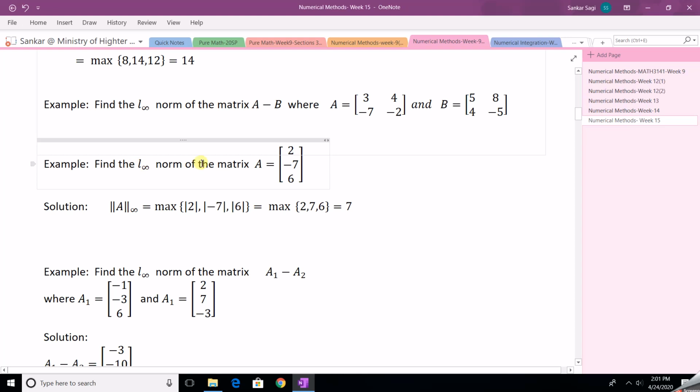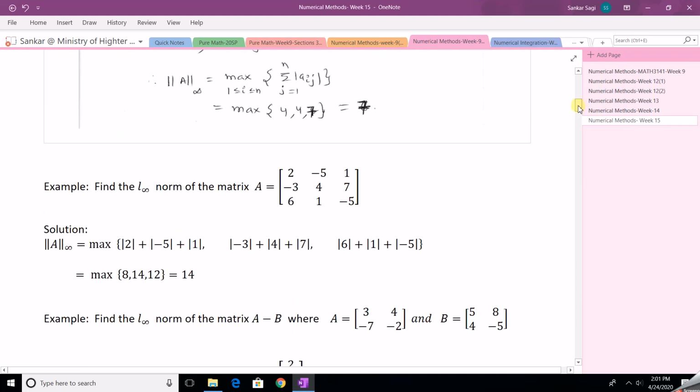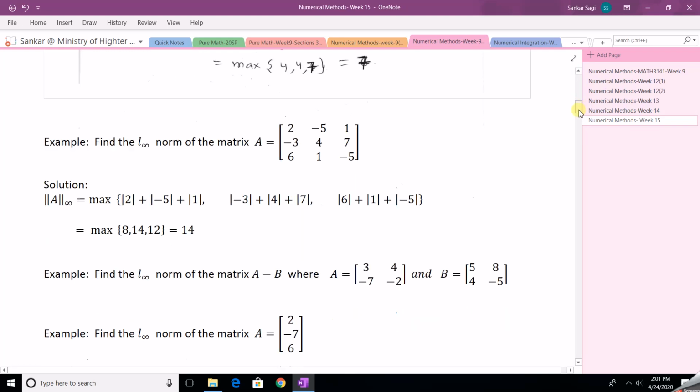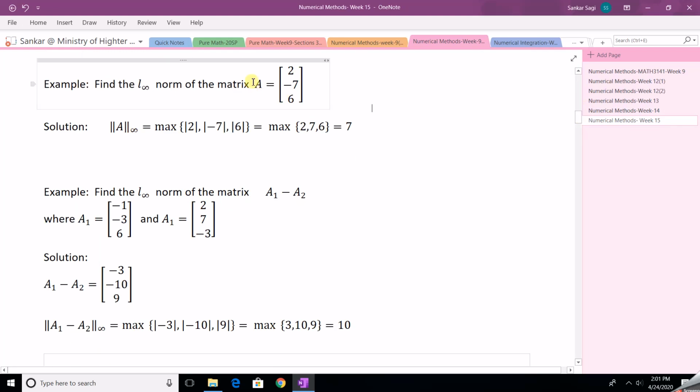Now let us go to another. Find the L infinity norm of this matrix. A is equal to 2, minus 7, 6. So this is a column matrix. Unlike the previous example we did, which is a 3 by 3 matrix, where we found the L infinity norm, now we are going to do the L infinity norm for a column matrix.